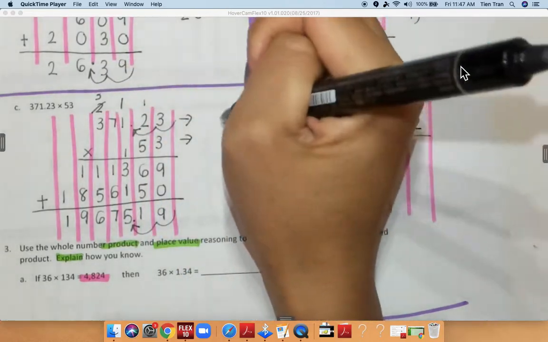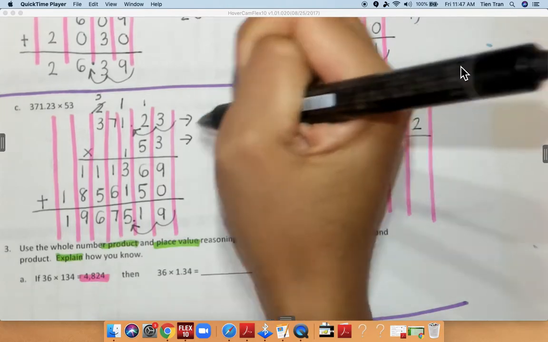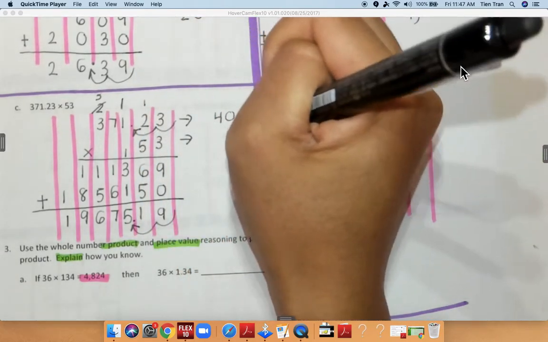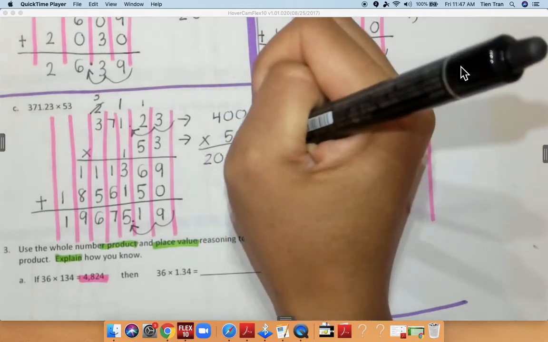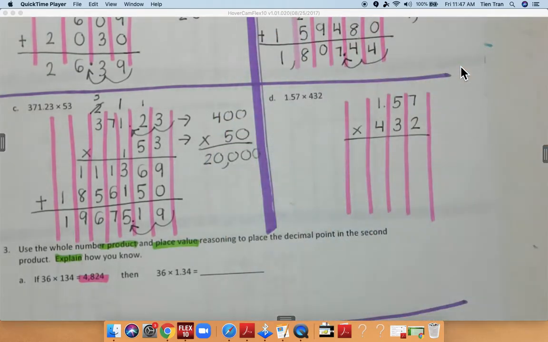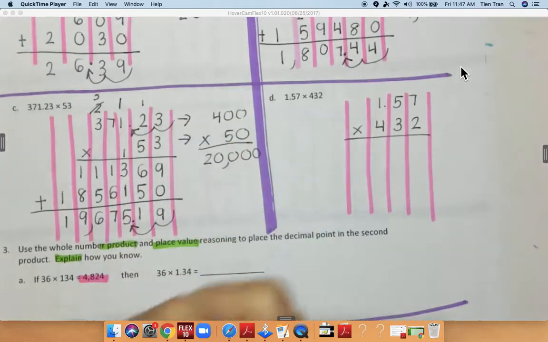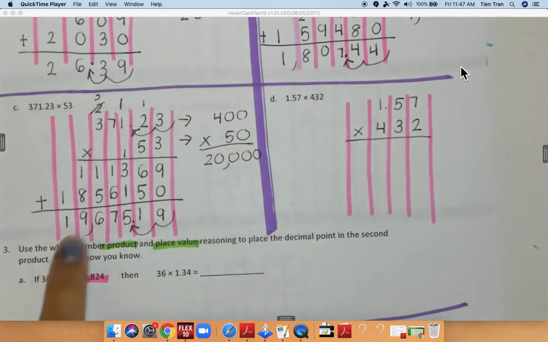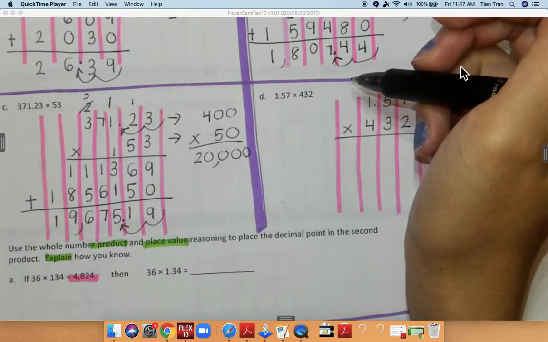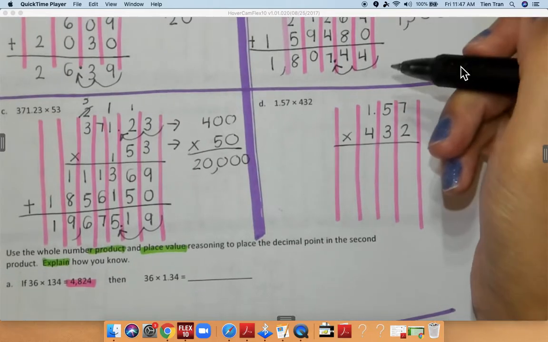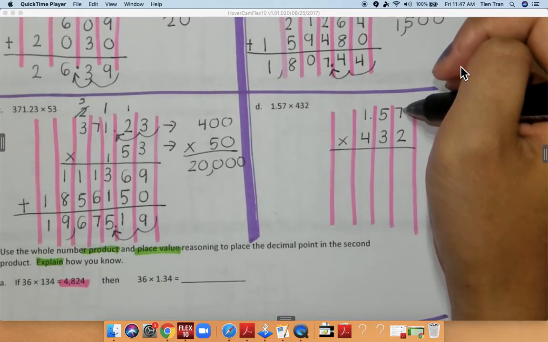So 371 can be rounded to 400, and 53 can be rounded to 50. 4 times 5 is equal to 20, and add my 3 zeros at the end. So my answer should be around 20,000. And if you notice, my answer is 19,675, in the 19,000s. Okay? Now, my final problem, for the standard algorithm, I'm going to multiply.